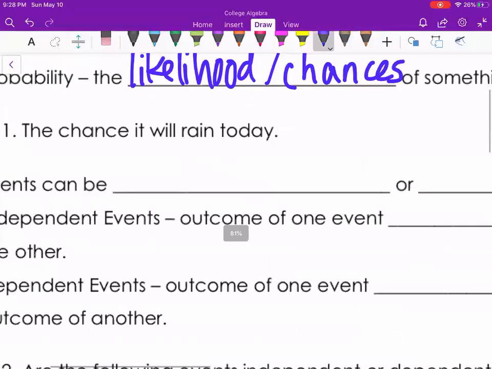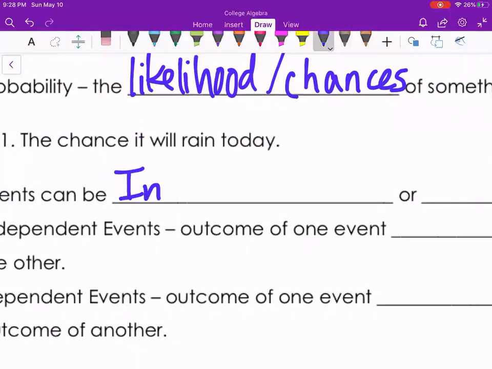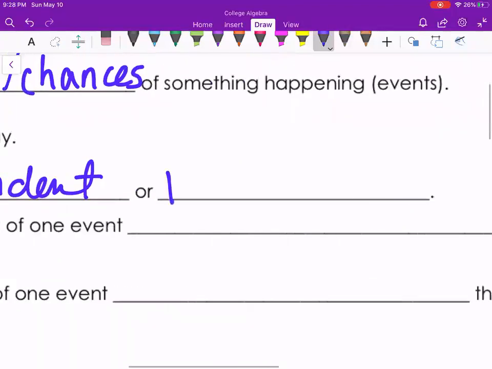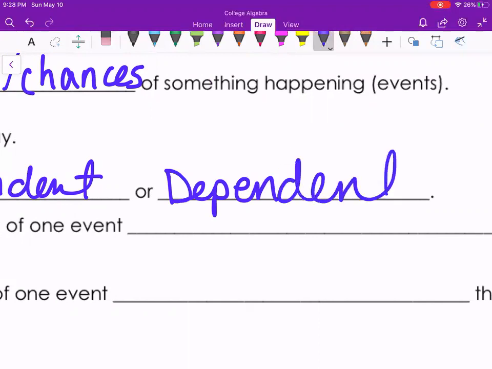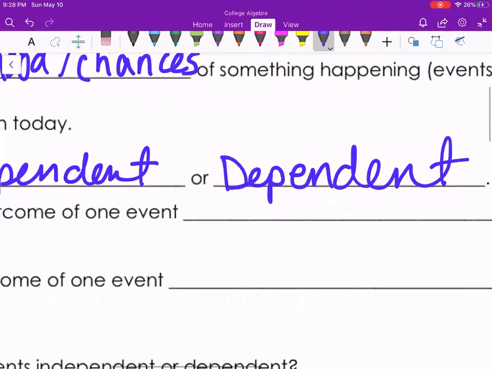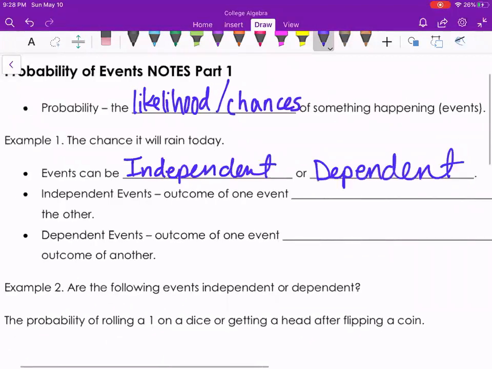They can be what we call independent, and we'll talk about what that means here in just a second, or they can be dependent. And these two words are very similar to the idea of independent and dependent you learned in either 8th grade or Algebra 1. All right, so let's talk about what it means to be independent and dependent for our probability.